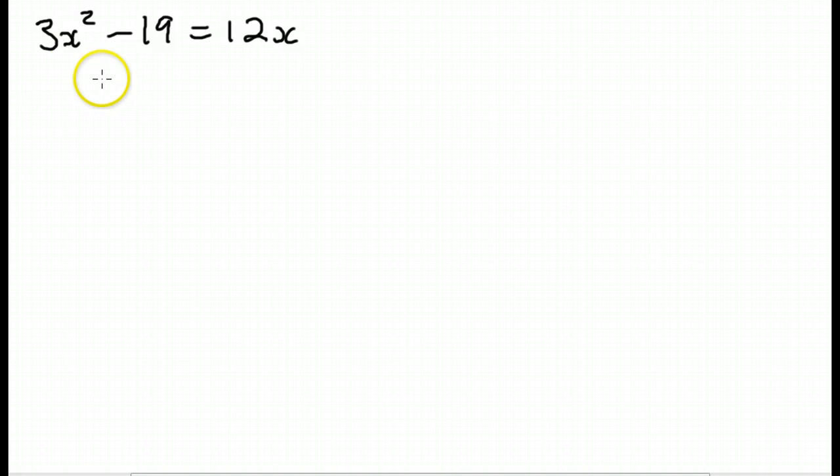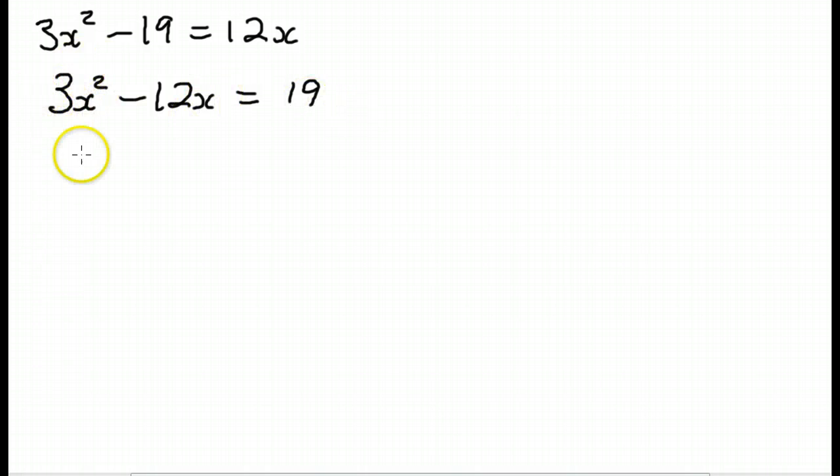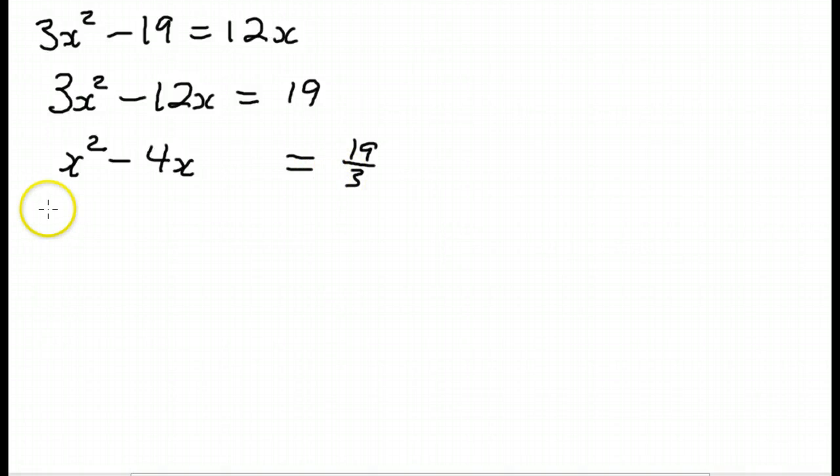Okay, one more. I'm going to start this in a slightly different form. This is 3x squared minus 19 is equal to 12x. Now, in order for us to solve, we have to have the x squared and the x term together, so minus 12x, and we want the constant on the right-hand side. All right, let's start. We're going to divide everything by 3, right? The idea is to get a 1x squared. So this is x squared minus 4x, leave some space, we'll need it, is equal to 19 over 3. So we've divided this by 3. Negative 12 divided by 3 is negative 4, and 19 divided by 3 is 19/3.